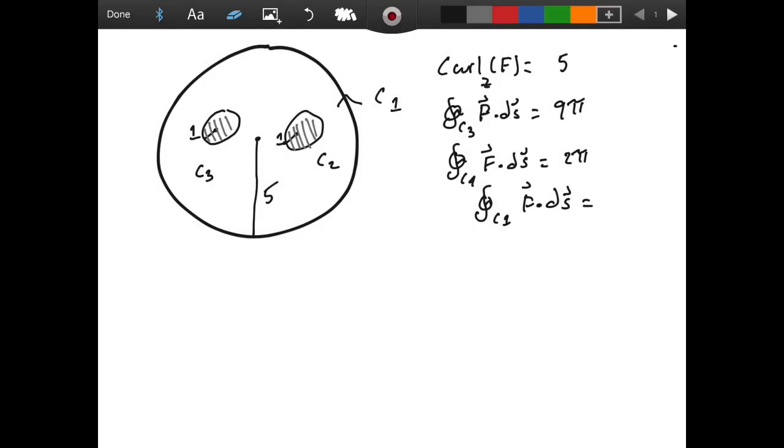Okay, so we have a vector field f. We want to compute the circulation of f around C1. That's just this bottom thing here. This is just another word for the line integral of f around C1.